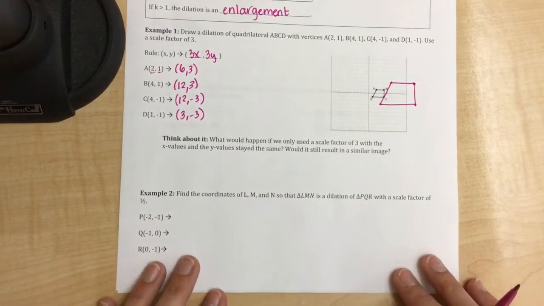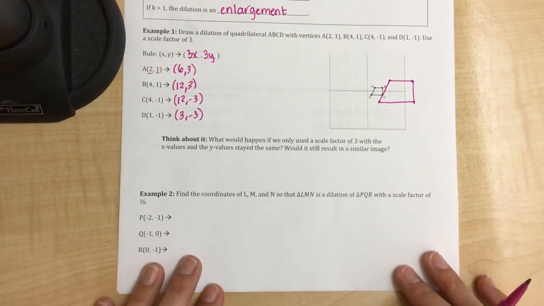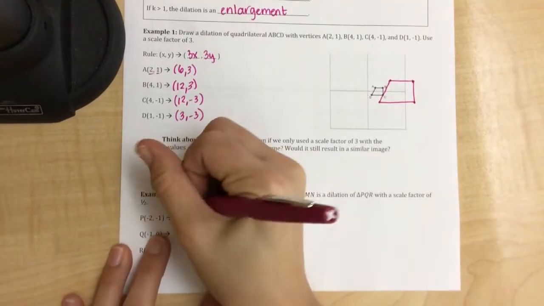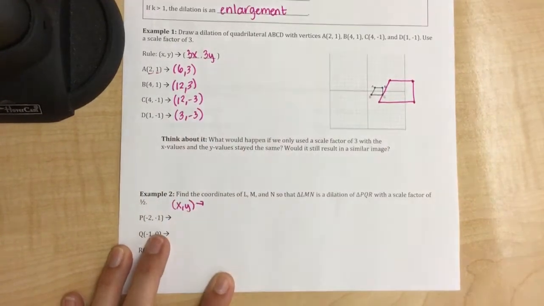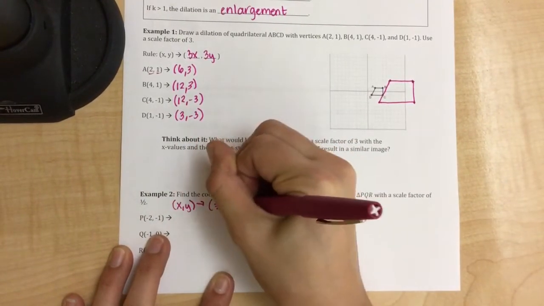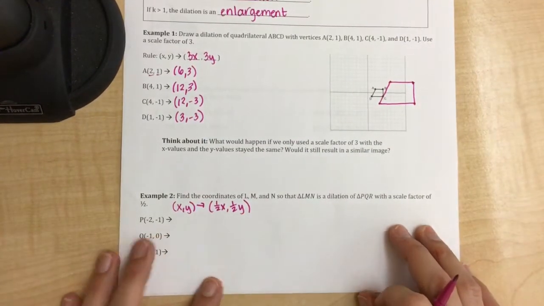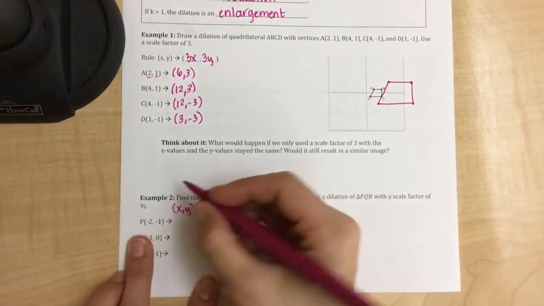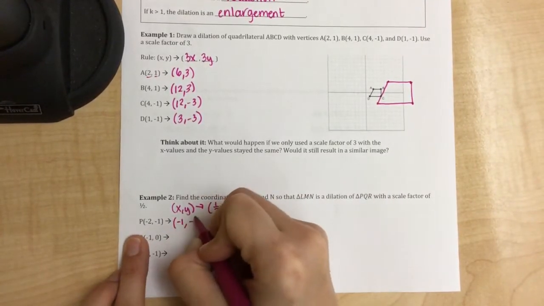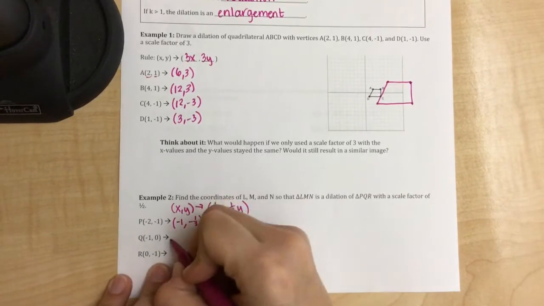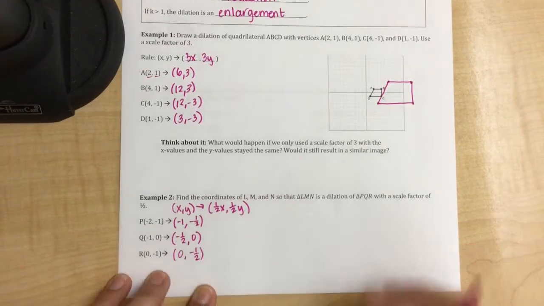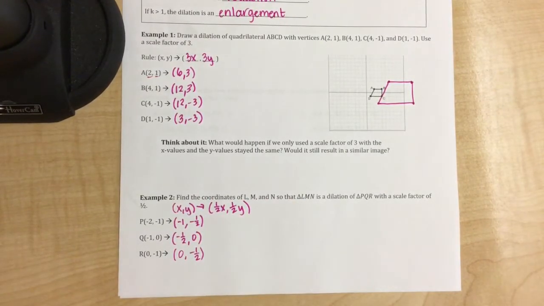All right, example 2 says, find the coordinates of L, M, and N so that triangle LMN is a dilation of PQR with a scale factor of 1/2. If writing the rule helps you, I'm taking (x, y) and multiplying everything by 1/2. Hopefully you can tell this is going to be a reduction. We're taking that shape and dividing everything by 2, making it half the size. So if I take everything times 1/2, I get (-1, -1/2), (-1/2, 0), and (0, -1/2). It's okay to get fractions. We don't have to draw anything. We just have to be able to apply that rule to those points.